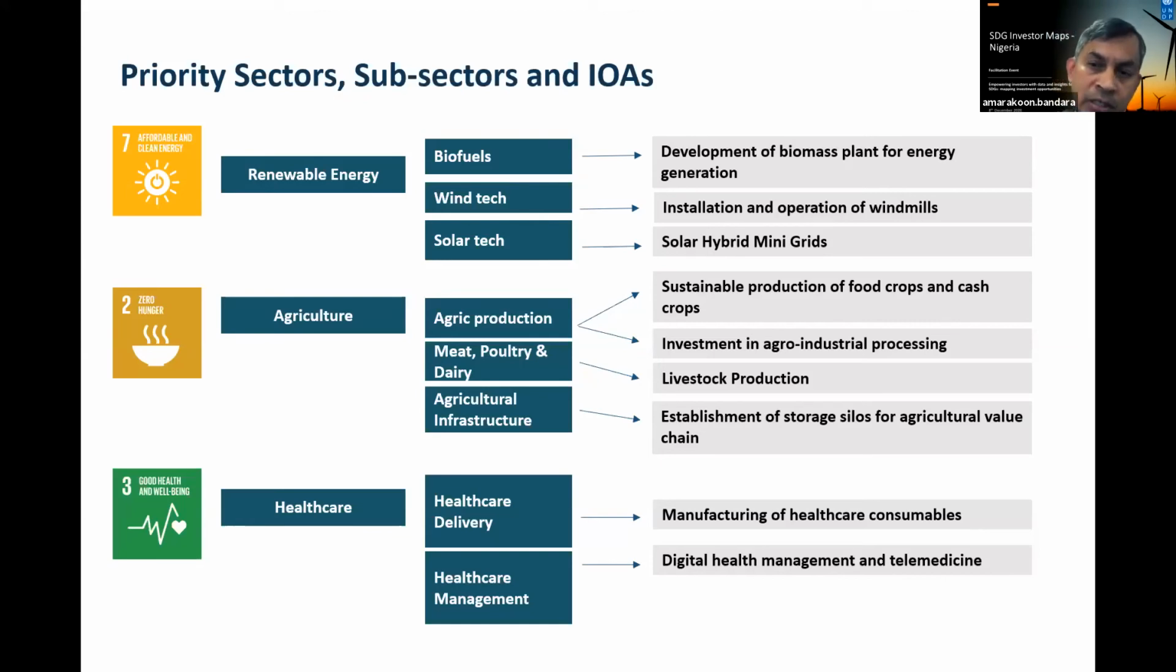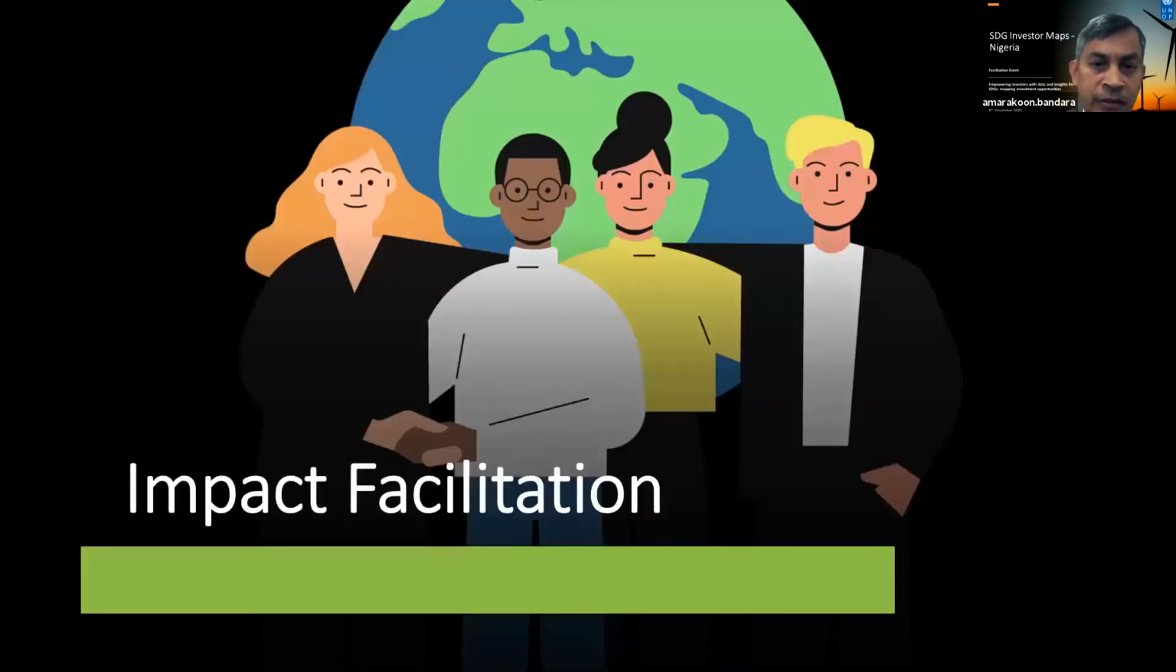Under these subsectors, we have several IOAs running from development of biomass plants for energy generation, installation and operation of windmills, solar hybrid mini grids, sustainable production of food crops, and investment in agro-industrial processing, livestock production, establishment of storage silos for the agricultural value chain, and also manufacturing of healthcare consumables, as well as digital health management and telemedicine.